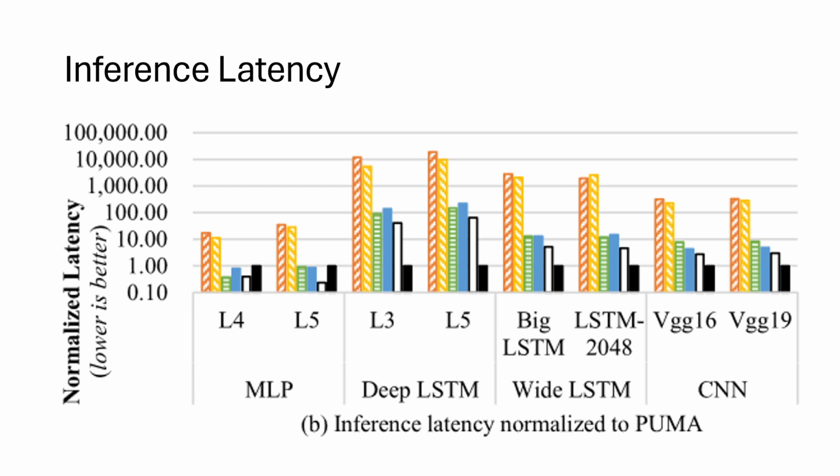Here's the inference latency. As you can see, Puma is somewhat second or third in multilayer perceptrons for the reasons disclosed earlier. However, in all other metrics, it is clearly shown to be superior.